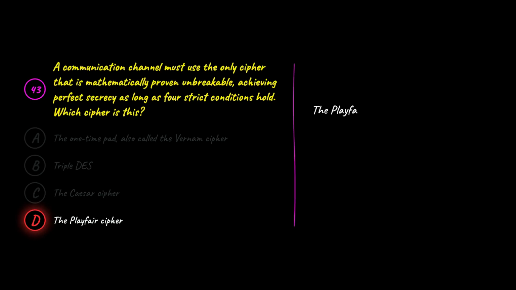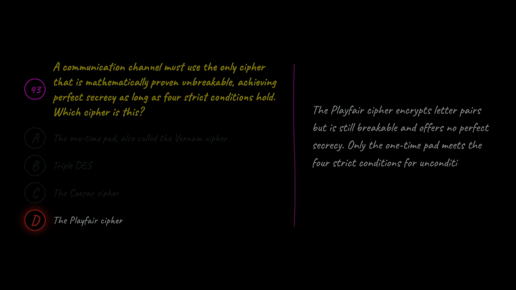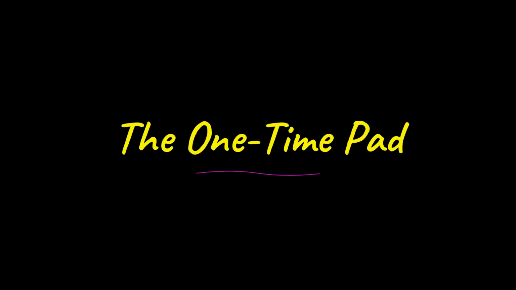D is wrong because the Playfair cipher encrypts letter pairs but is still breakable and offers no perfect secrecy. Only the one-time pad meets the 4 strict conditions for unconditional security. The one-time pad is the only cipher ever mathematically proven unbreakable.